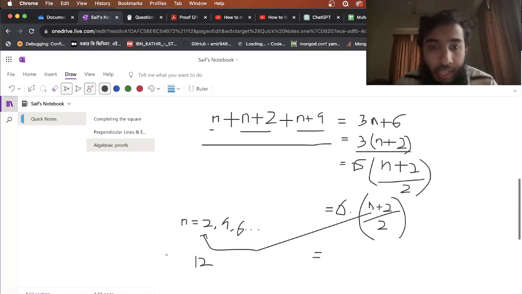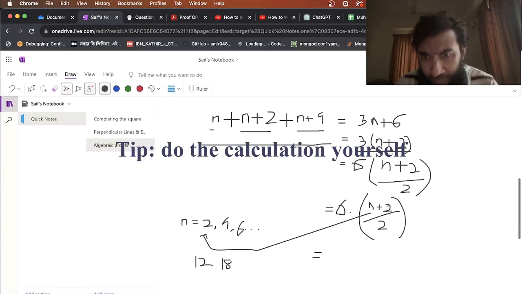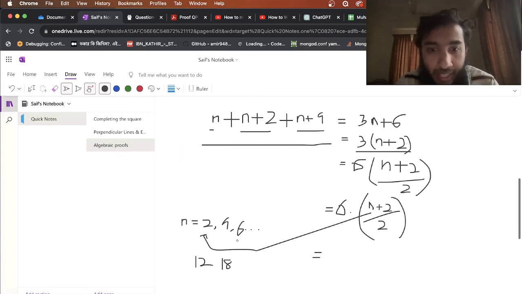If we use n is 4, then it will be (4 plus 2) divided by 2, or 6 divided by 2, which is 3. 3 multiplied by 6 is 18. If we use n is 6, then it will be (6 plus 2) divided by 2, or 8 divided by 2, which is 4. 4 multiplied by 6 is 24.